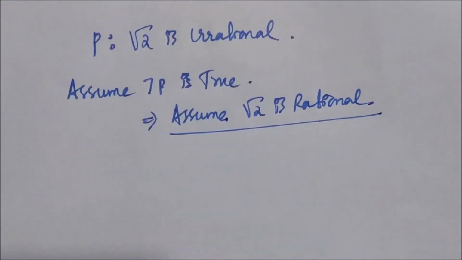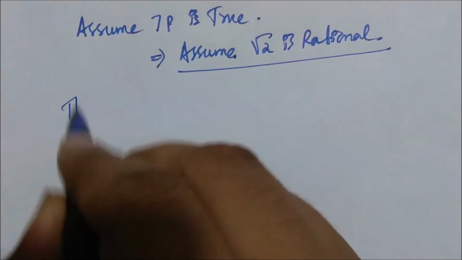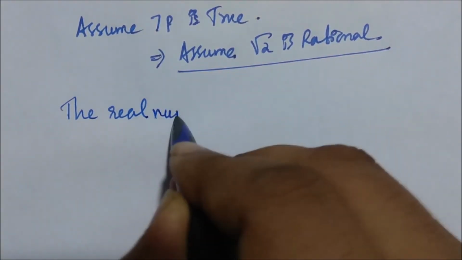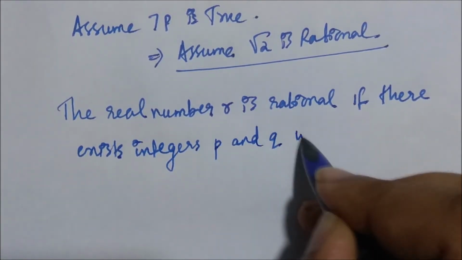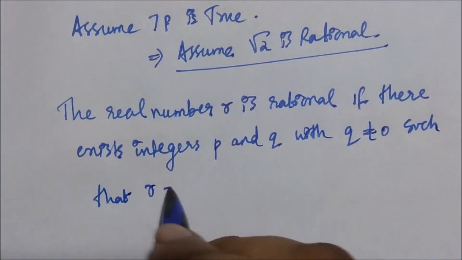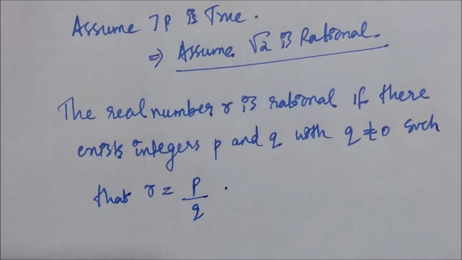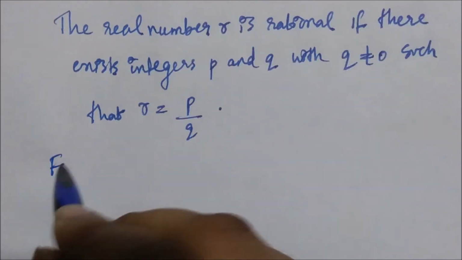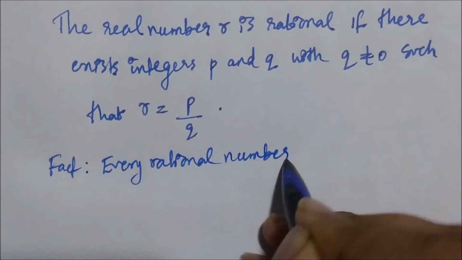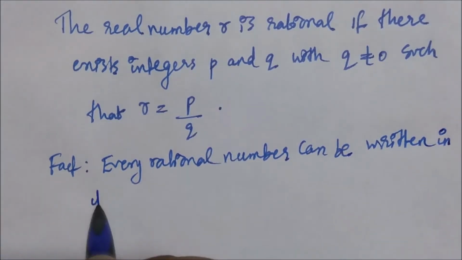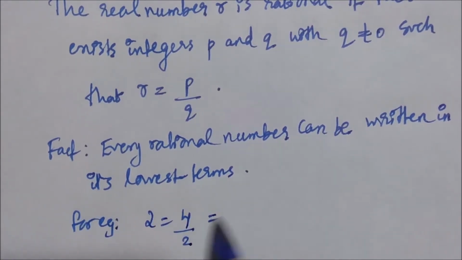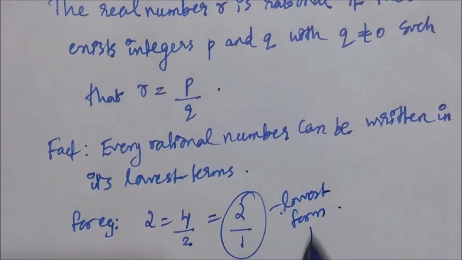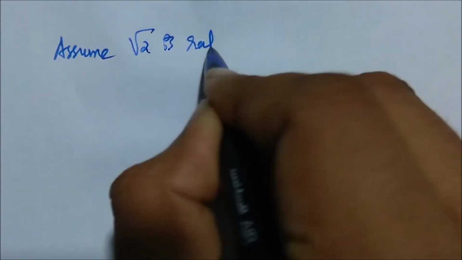Now, what does it mean to say that a real number R is rational? So a real number R is rational if there exist integers P and Q with Q not equal to 0, such that we can write R as P by Q. Alright, now we also make use of the fact that every rational number can be written in its lowest terms or in its simplest form. For example, 2 can be written as 4 by 2, but it can also be written in simplest form as 2 by 1, right?